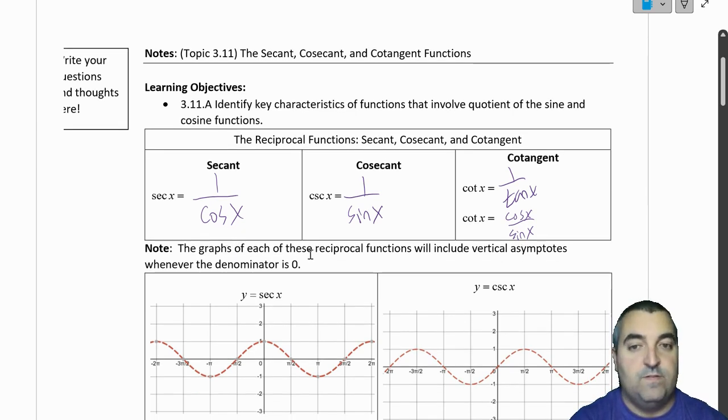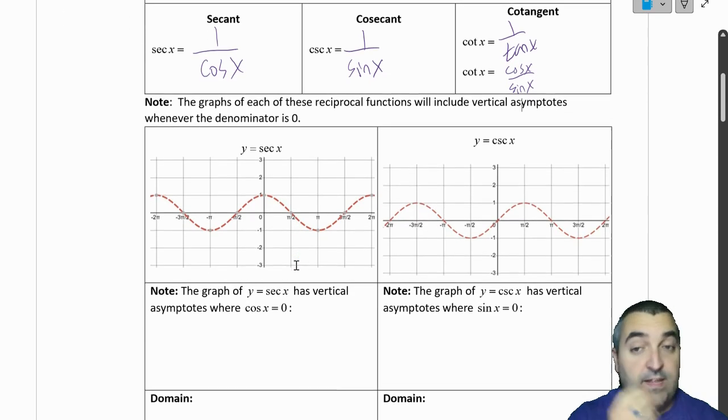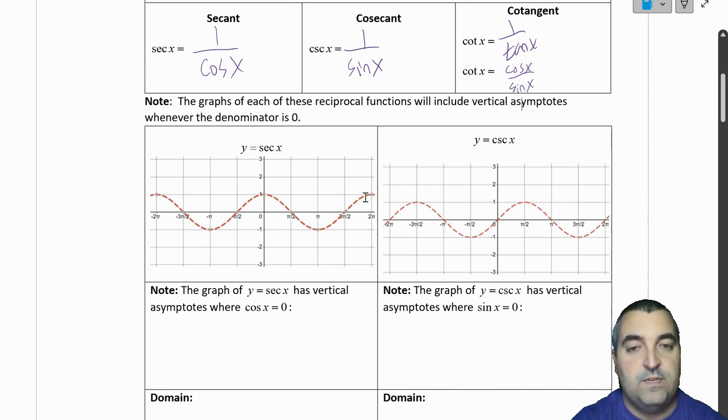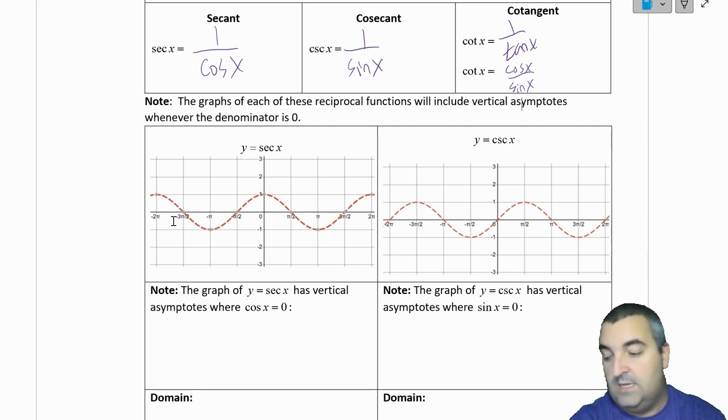So you'll see, hey, the graphs of these reciprocal functions will include vertical asymptotes whenever the denominator is 0. So the easiest way to find those is graphically. So here you'll notice I want to graph secant x, and if you notice what graph that is here in dashed lines is the cosine graph. And specifically, you'll see these what we would call key points. We have the maximum, the midline, the minimum, and then back to midline, maximum, right? These points are the key points. And not only are they key points for cosine, they are very key points for secant.